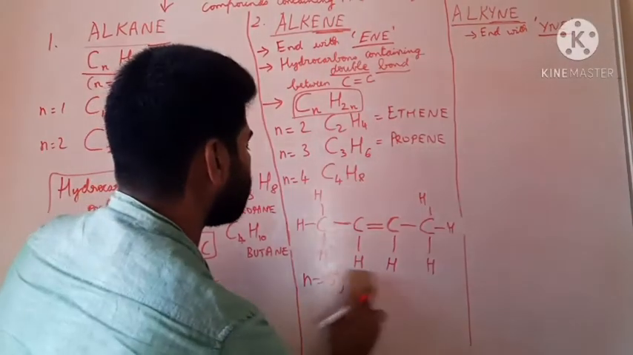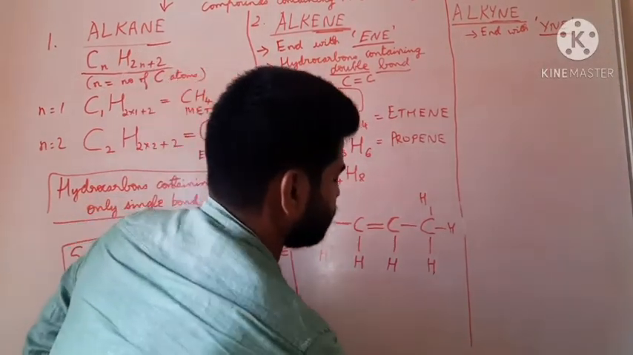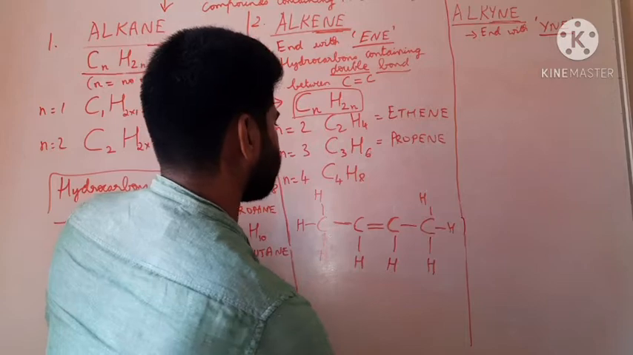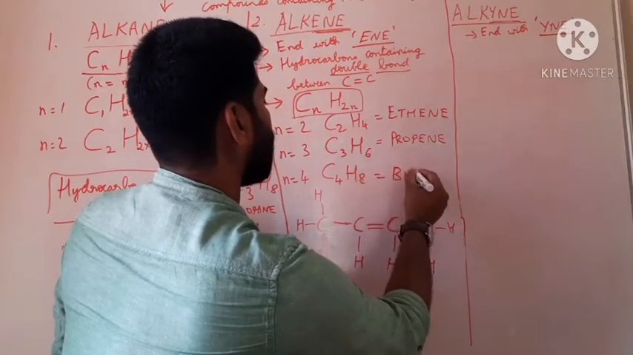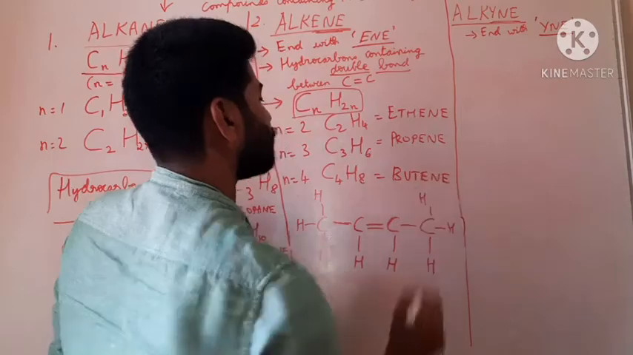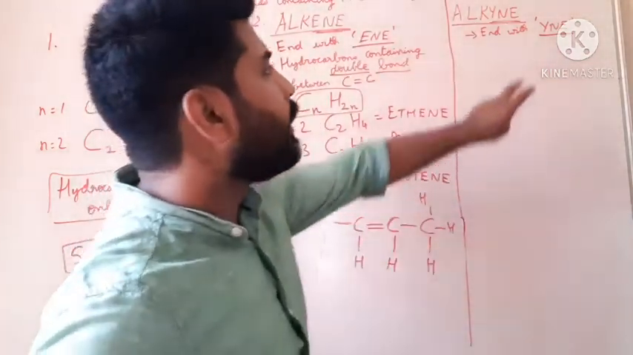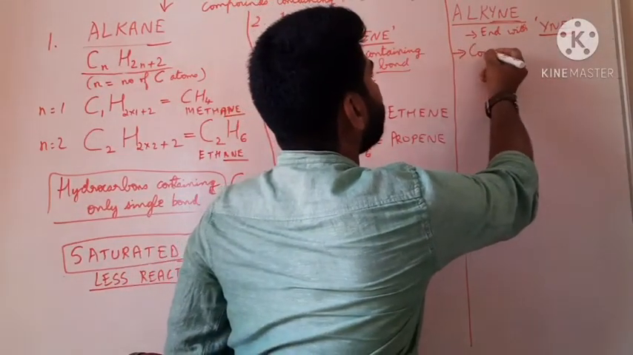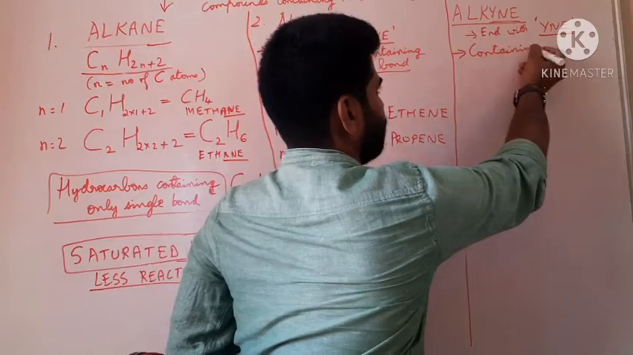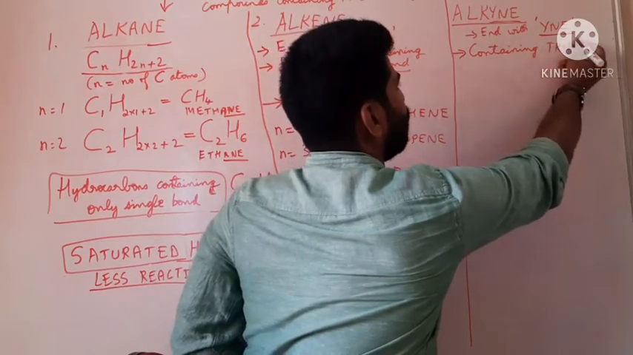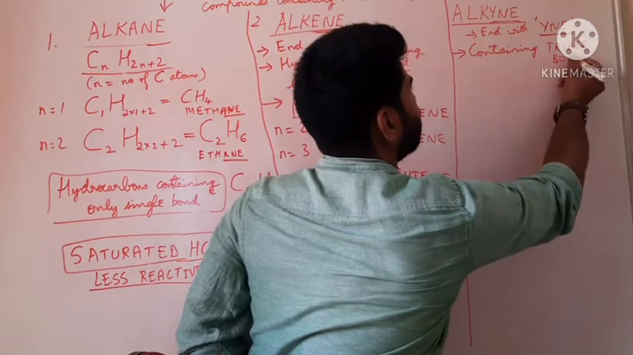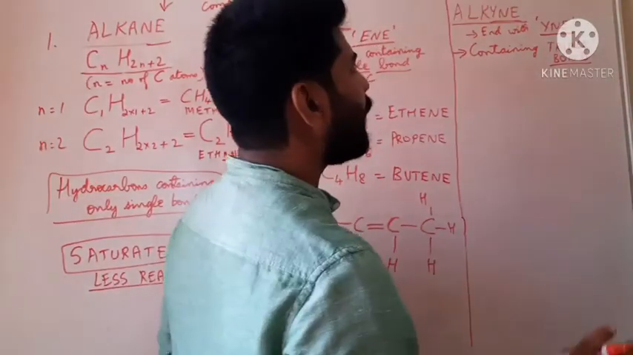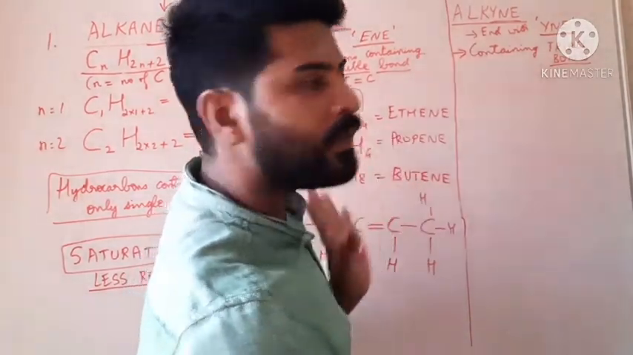So that is all about alkenes. Let us move on to the third type of hydrocarbon, alkyne. Alkynes, the naming ends with "yne". These are hydrocarbons containing a triple bond, containing at least one triple bond. So there should be at least one triple bond for the hydrocarbon to be called an alkyne.